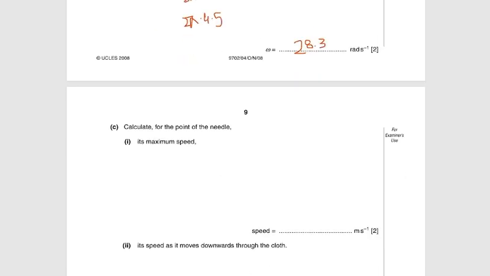Moving on with the C part that says calculate for the point of the needle its maximum speed. Again, every single time you hear the word maximum, you should immediately think of the formula V equals omega x naught. The reason I'm not writing cos omega t is that the word maximum says you can only write this formula. You can skip cos omega t and write V equals omega x naught.